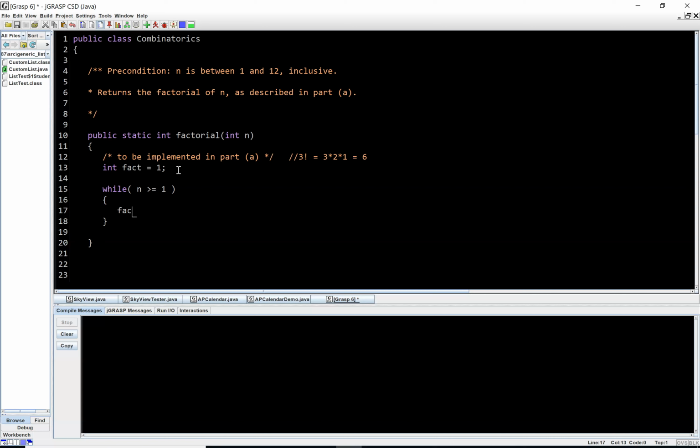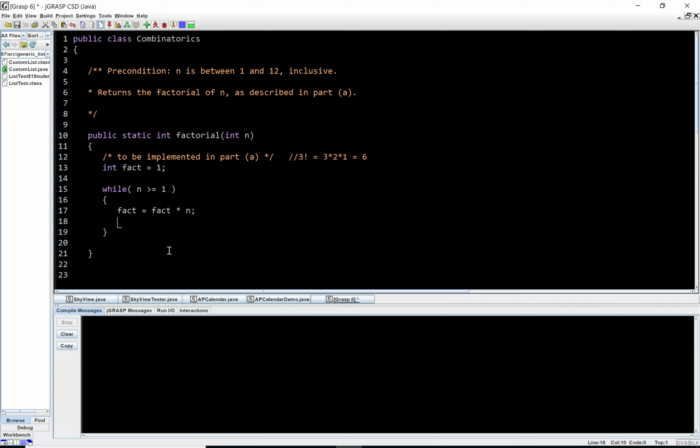I want factorial to be what it used to be, times whatever n is. And then in a while loop, we always have to update the variable that is keeping count of the loops, or the one that we're using in our Boolean expression, our conditional statement. So n is greater than or equal to 1.